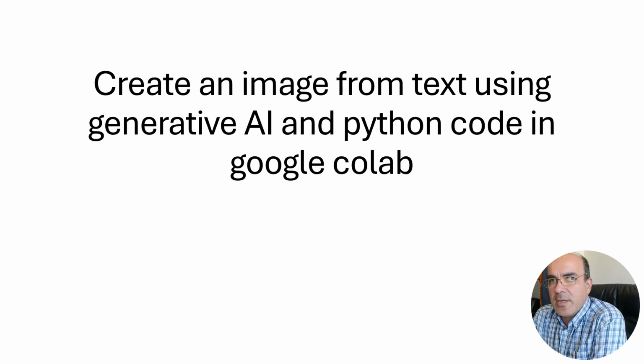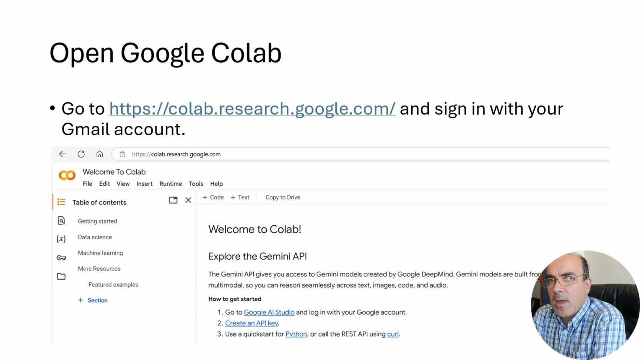In this presentation, we will explore how to generate images from text using generative AI and Python code in Google Colab. To access Google Colab, go to colab.research.google.com and sign in using your Gmail account.